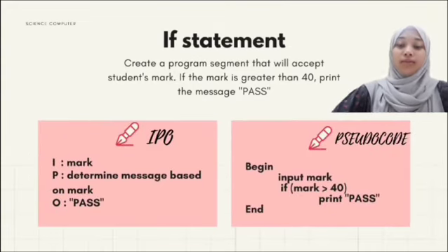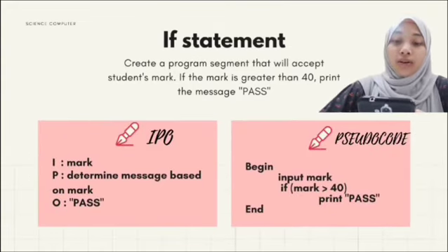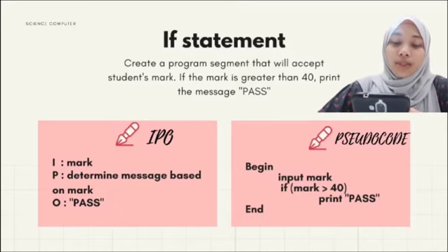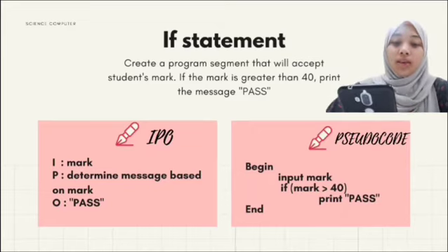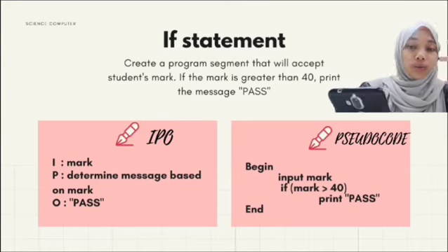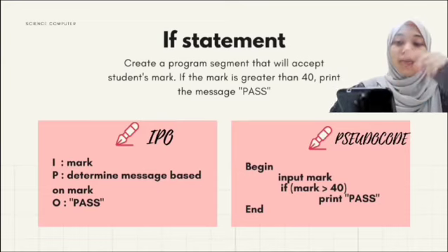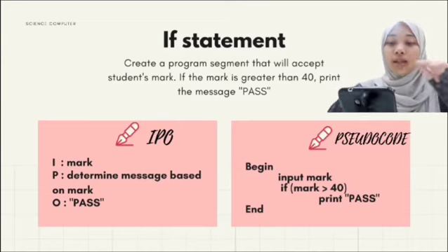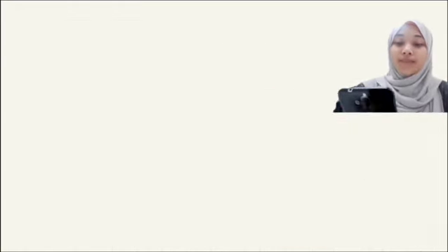So we go to the example for if statements. Example 1: create a program statement that will accept a student's mark. If the mark is greater than 40, print the message pass. So the input is mark, the process is determine message based on mark, and the output is pass. The pseudocode is: begin, input mark, if mark more than 40, print pass, then end.